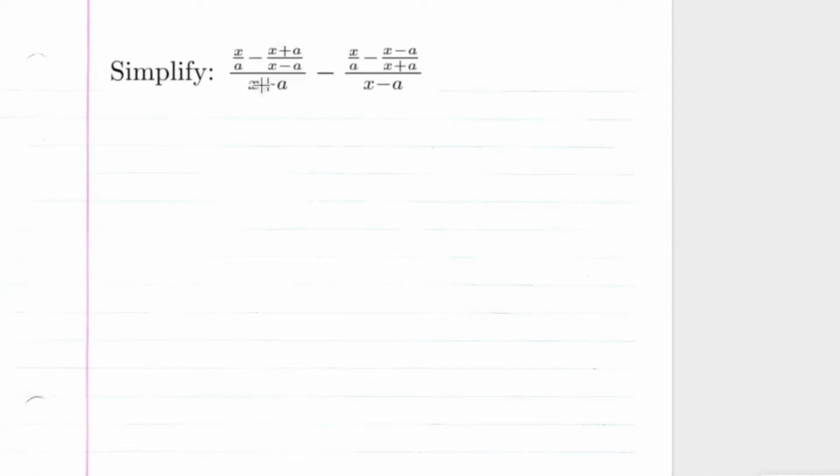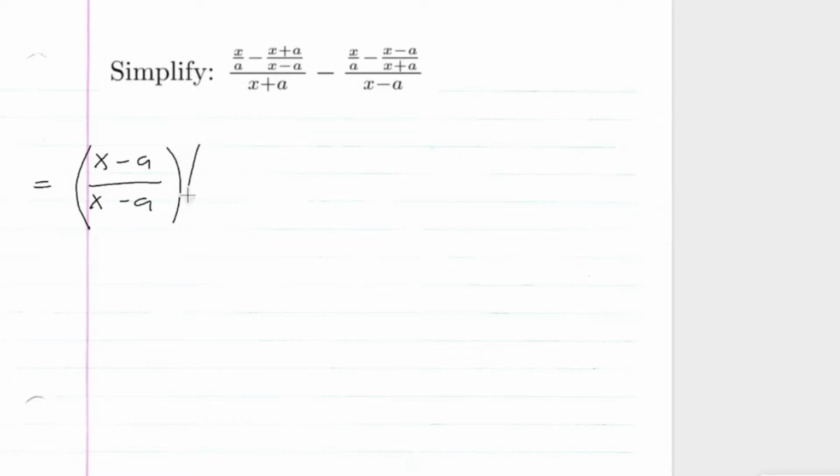All right, we wish to simplify this expression here. So first, I'm going to find a common denominator for these two big fractions. Hopefully you can see the common denominator is going to be x plus a times x minus a. So I can do x minus a over x minus a.